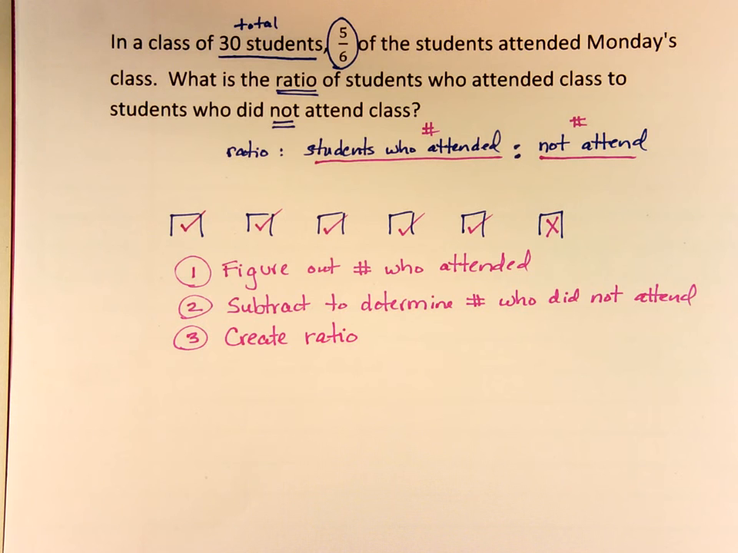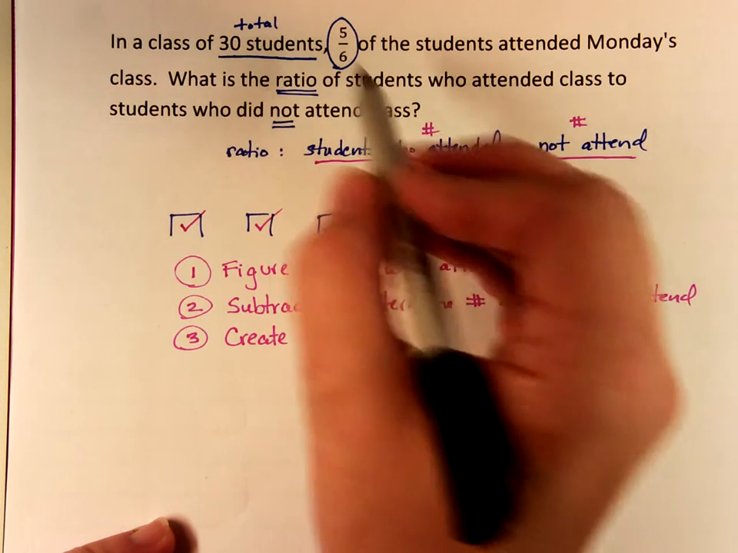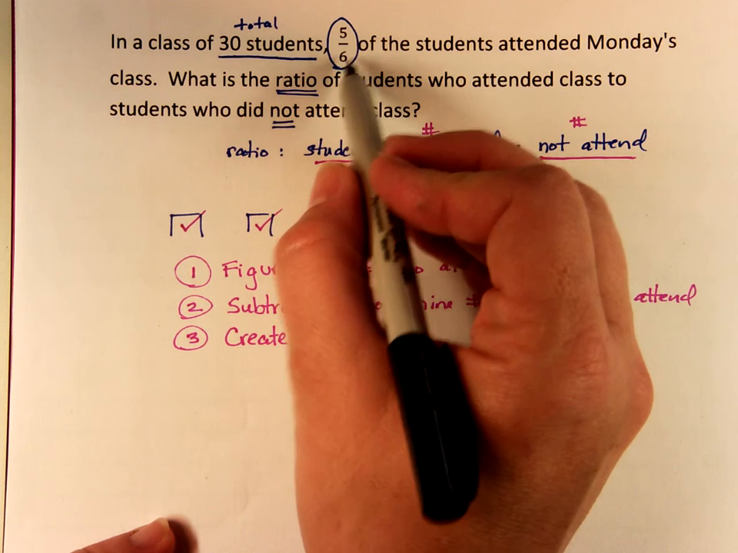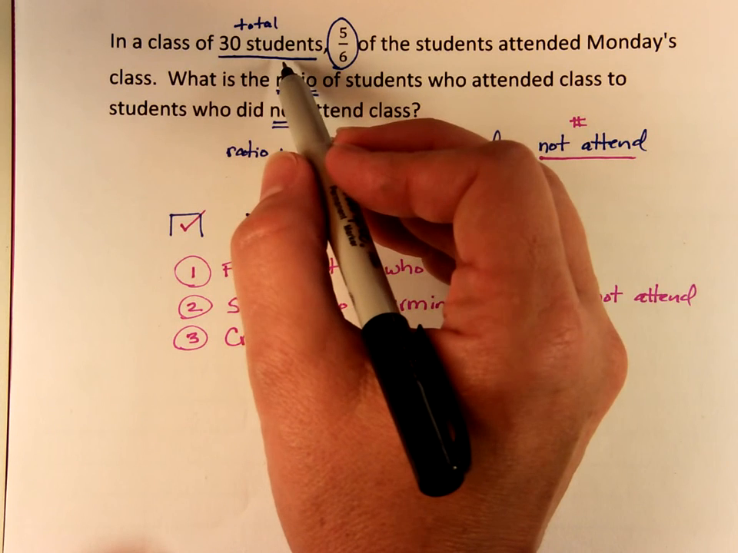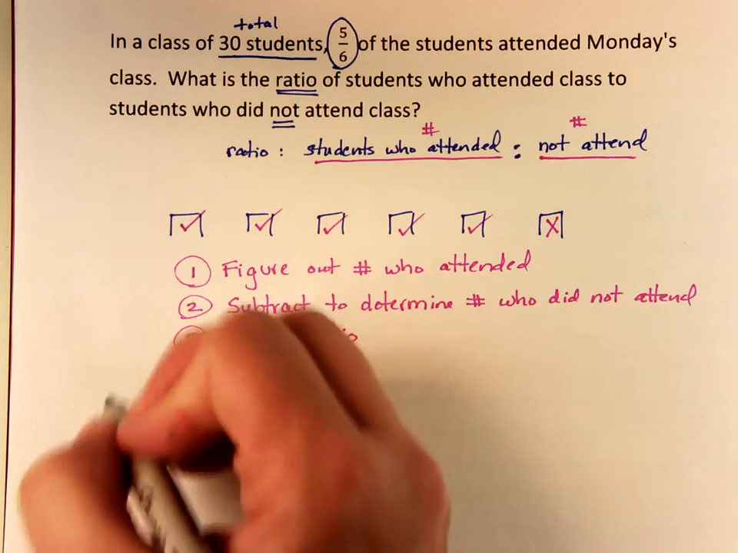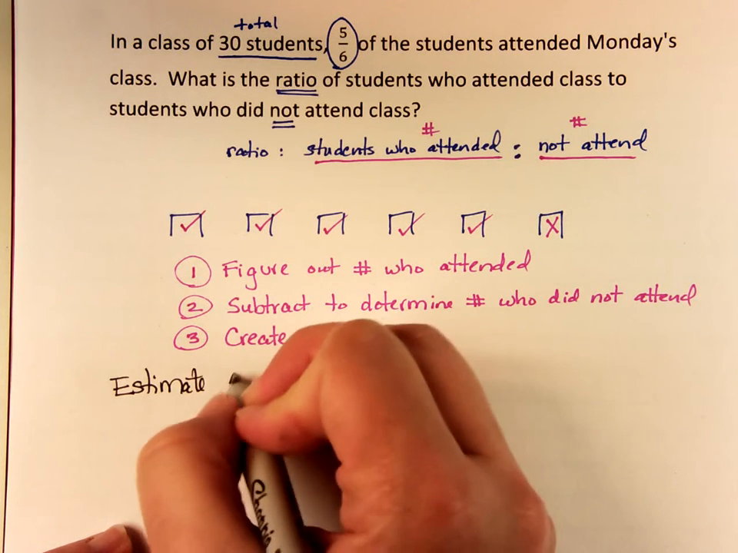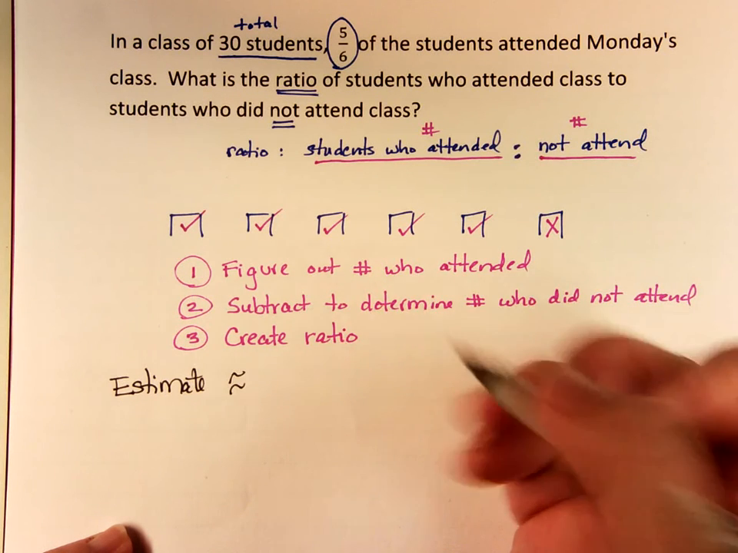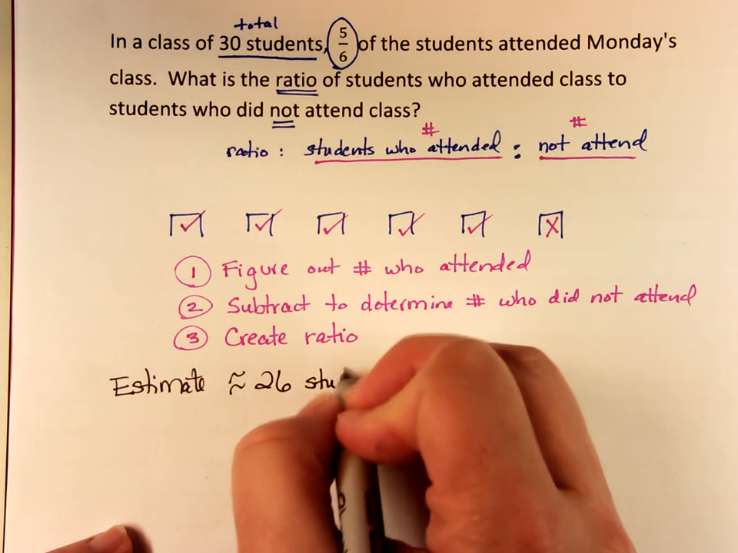Those are my steps. Now, can we get a quick estimate? Let's just get an estimate. I'm not going to do the entire ratio. I think I'll estimate the number of students who actually came to class. It says 5/6. That's almost a whole. That means a lot of the students came to class, and there were 30 students. Let's just say approximately, I'm going to estimate that approximately maybe 26, that's almost all of them. Approximately 26 students came.